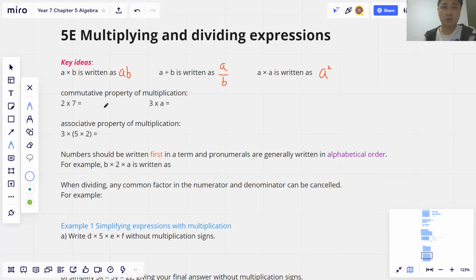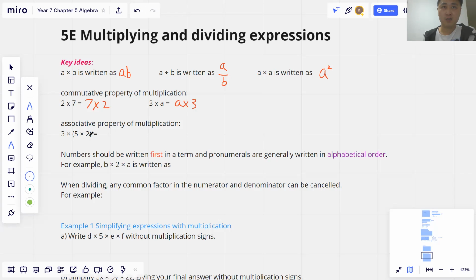After that, you will need to know the commutative property of multiplication. If we have 2 times by 7, for example, we can write this as 7 times by 2. That's the commutative property. For this one, it's the same. If we have 3 times by A, we can write this as A times by 3. We just swap the order.